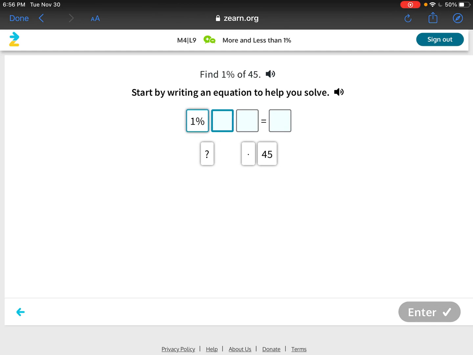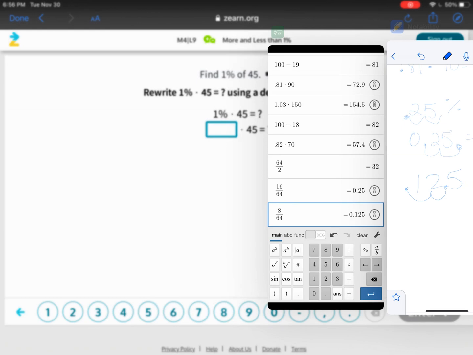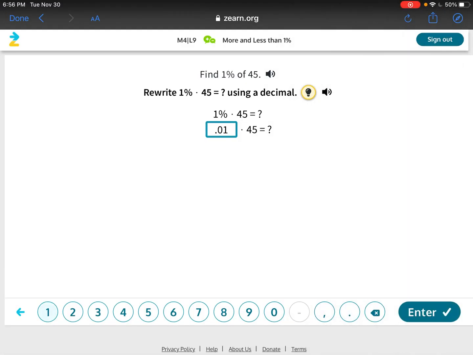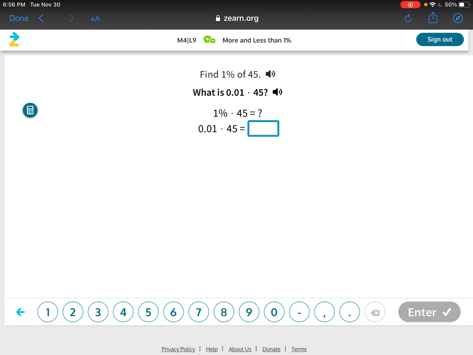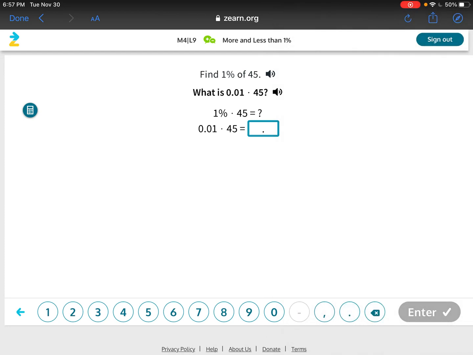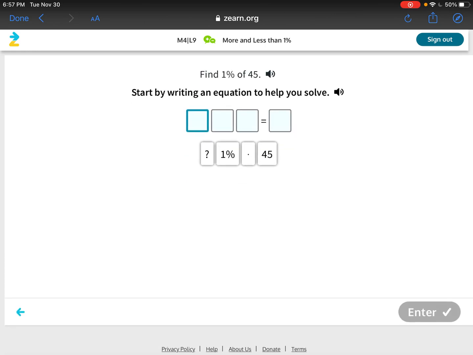Remember, of in words means multiply in math, so 1% of 45, and you can do this with Desmos. So we got to change it to a decimal first, 0.01, 2 places to the left, remember. And you can go down here and do 0.01 times 45, which is 0.45. I'm not going to do that just for time purposes, but you can.